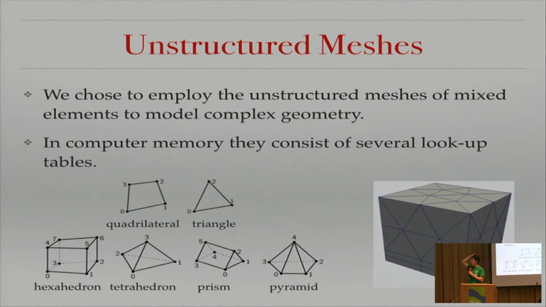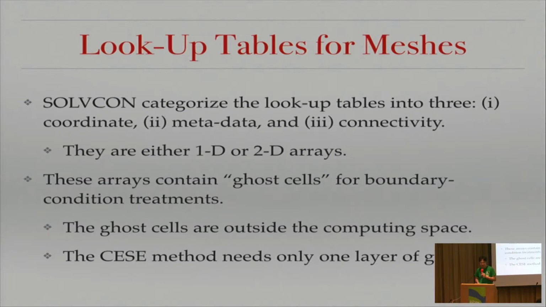We want to accommodate the most complex possible geometry, so we chose to, in 2 and 3 dimensional spaces, use unstructured mesh or mixed element. Currently, we have 6 of them, 2 in the 2-dimensional space and 4 in 3-dimensional space. There could be more, but in general, these elements are sufficient to discretize your space. And doing this unstructured mesh approach is nice.